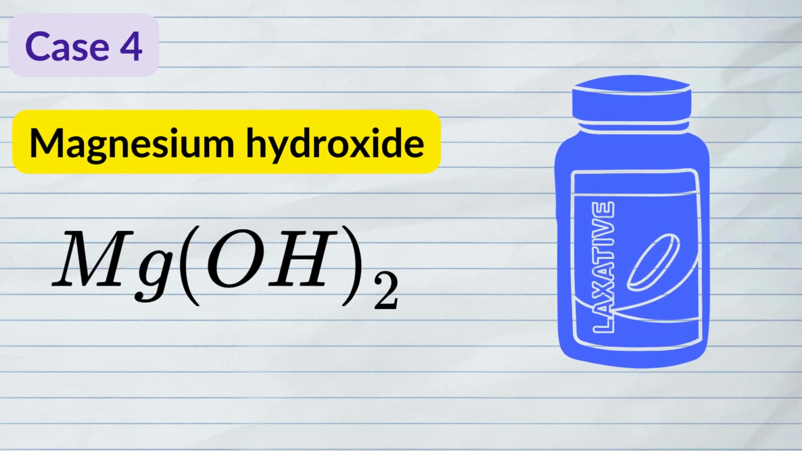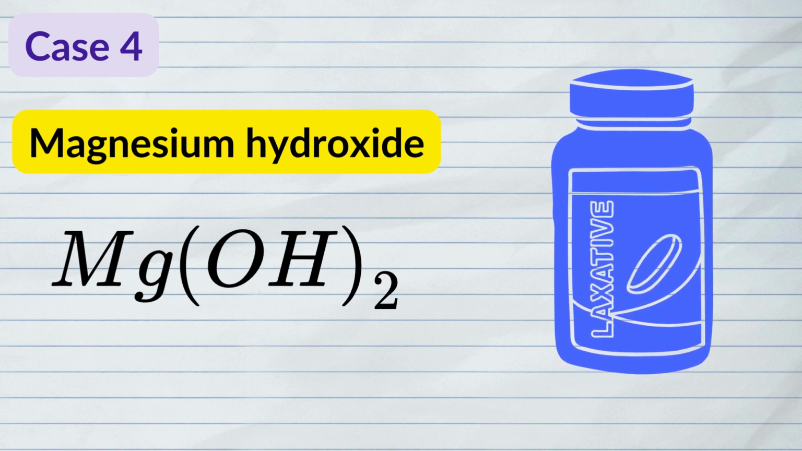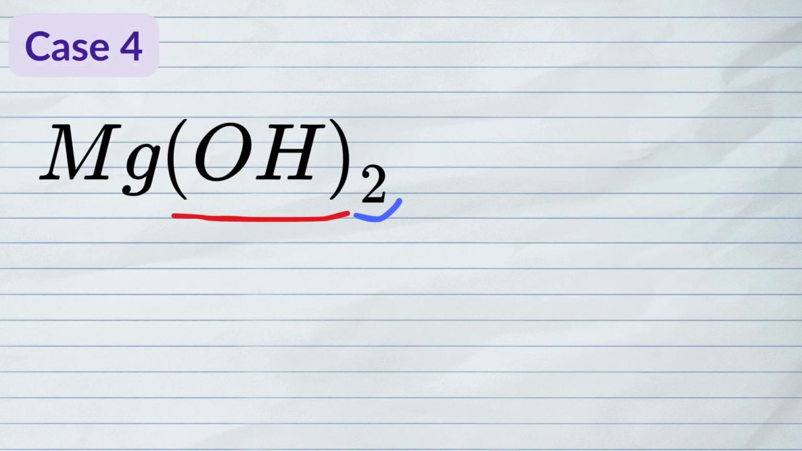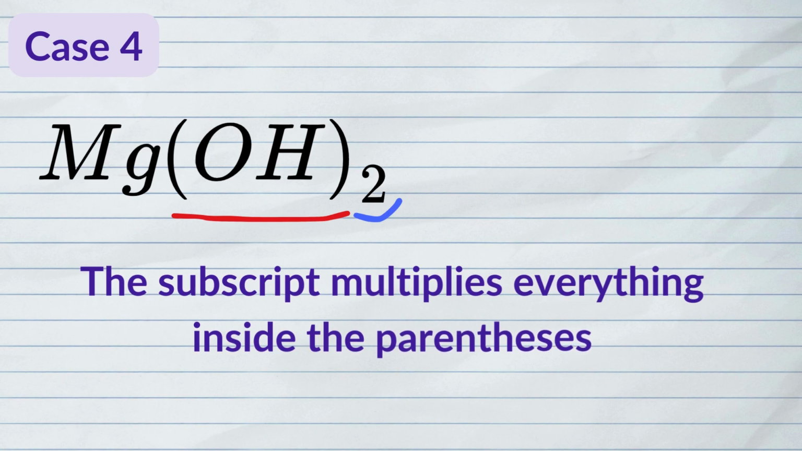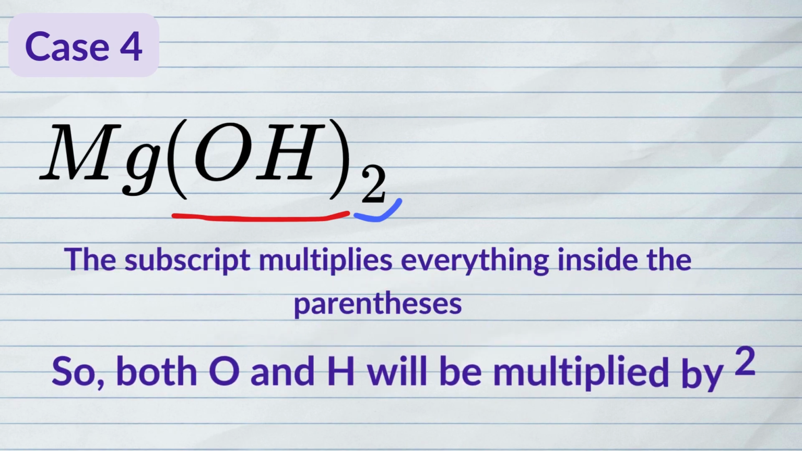Case 4, magnesium hydroxide, Mg(OH)2. Here we see parentheses and a 2 outside the parentheses. This subscript multiplies everything inside the parentheses. So both O and H will be multiplied by 2.